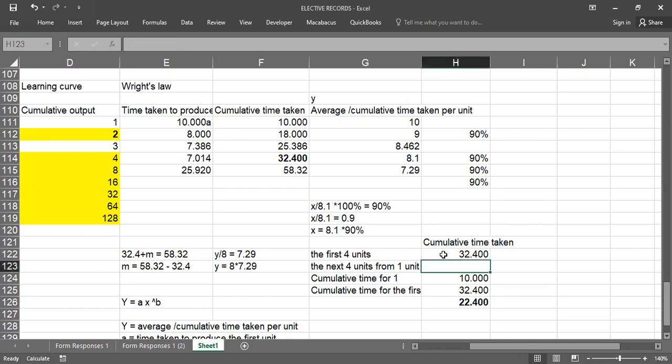I've said that for the first 4 units, you just get the answer. Your y, if you're using this formula, for example, will help you to get the accumulated time. That will be the answer. The first 4, first 5, first 8, first 16, the answer you get is straight. The y times the number of units will give you cumulative time taken.